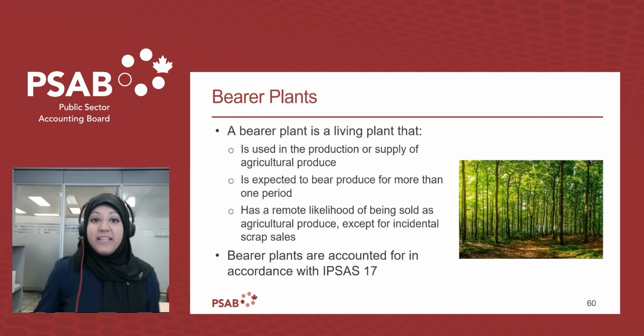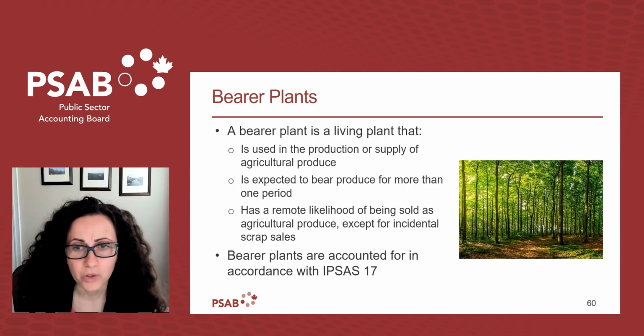No problem. Now, let's take a look at bearer plants in a little more detail. On this slide, we have the definition of a bearer plant. A bearer plant is a living plant that is used in the production or supply of agriculture produce, is expected to bear produce for more than one period, and has a remote likelihood of being sold as agriculture produce, except for incidental scrap sales. Bearer plants are accounted for in accordance with IPSAS 17, property, plant, and equipment. This reflects the fact that the benefits provided by bearer plants are consistent with other property, plant, and equipment.